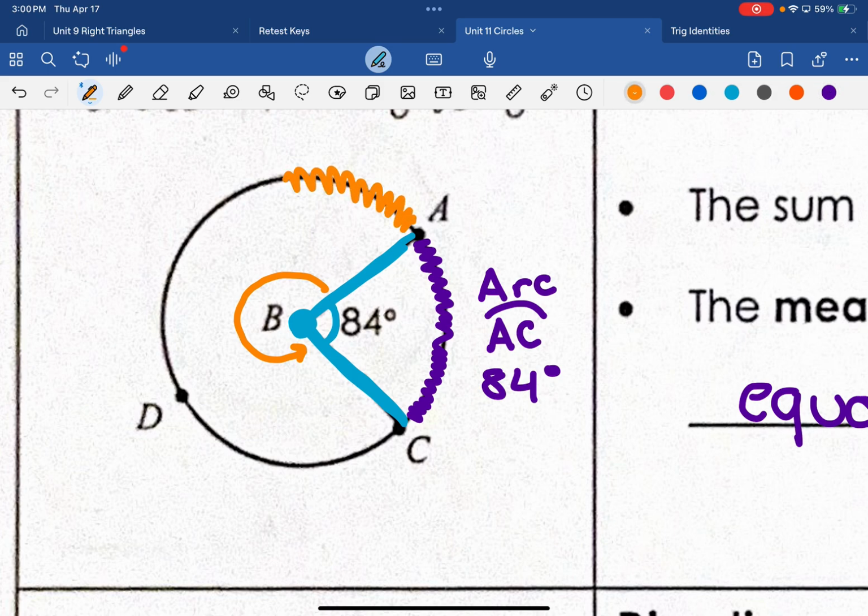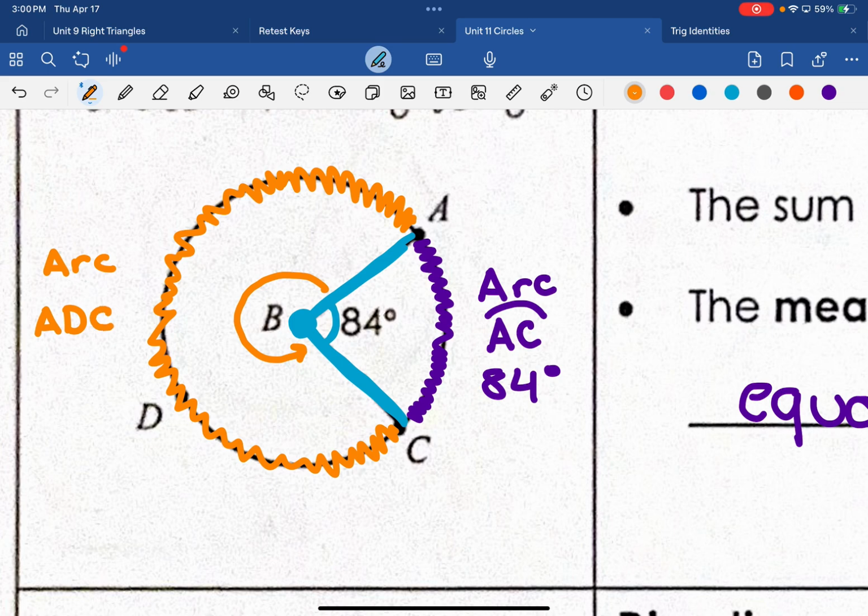Now, the name of this arc would not just be AC. Because this arc is so much bigger than our little arc, the purple one over here, we're going to use three letters so we know what direction to go in. One thing we have to be really careful about is that arcs go around the circle. So I go from A, but before I hit C, what other point do I hit? D. So this again is an arc, but we would call this ADC, and I would put a little arc symbol on top.